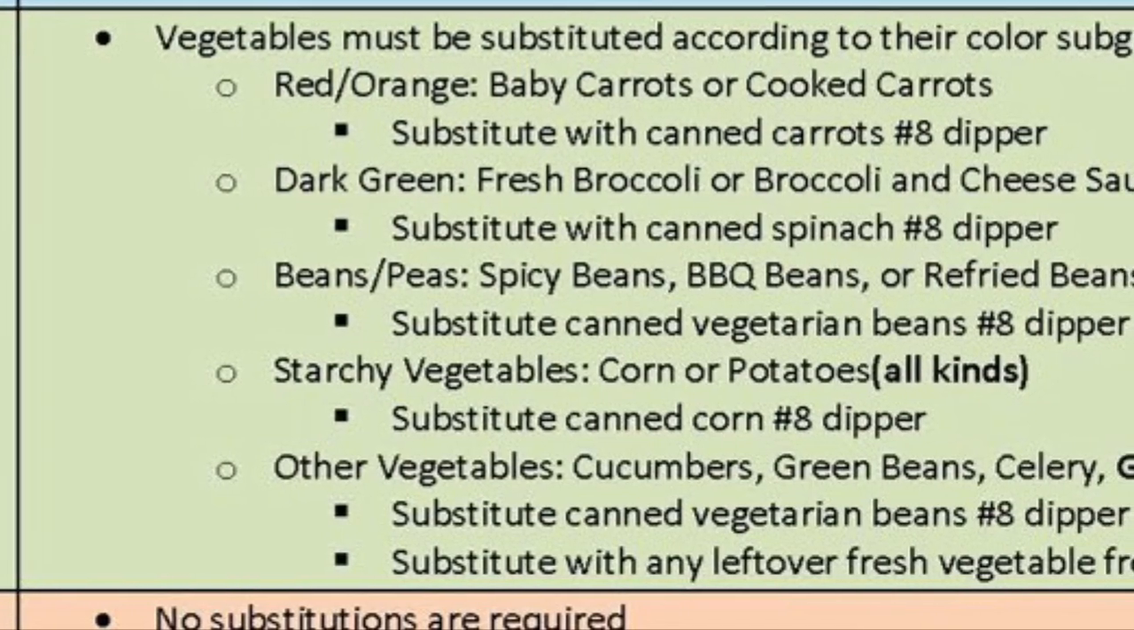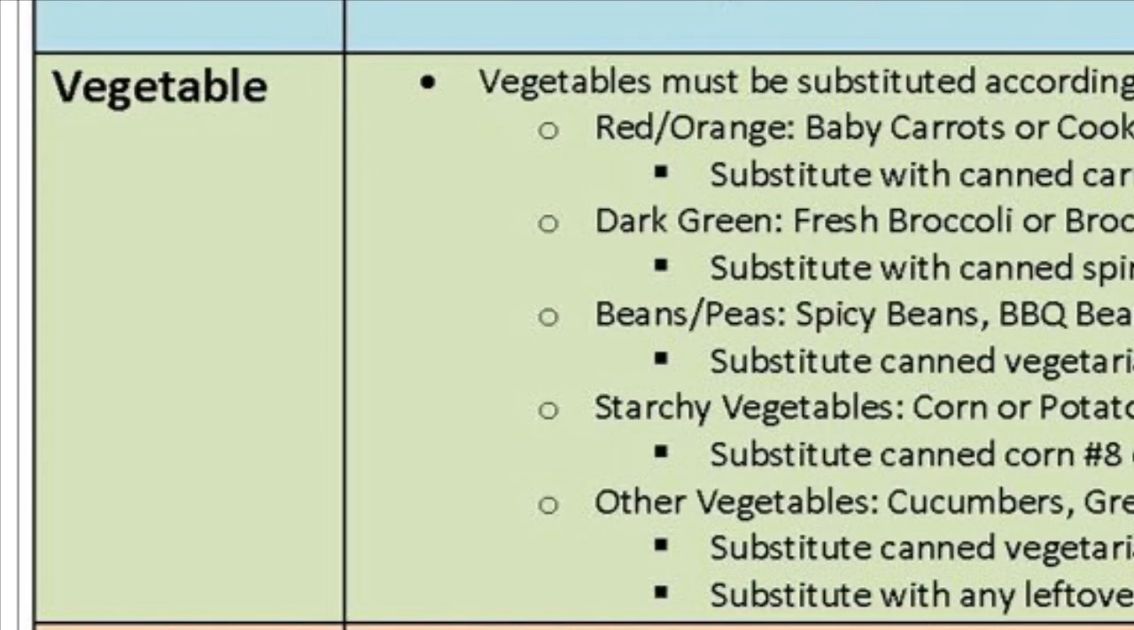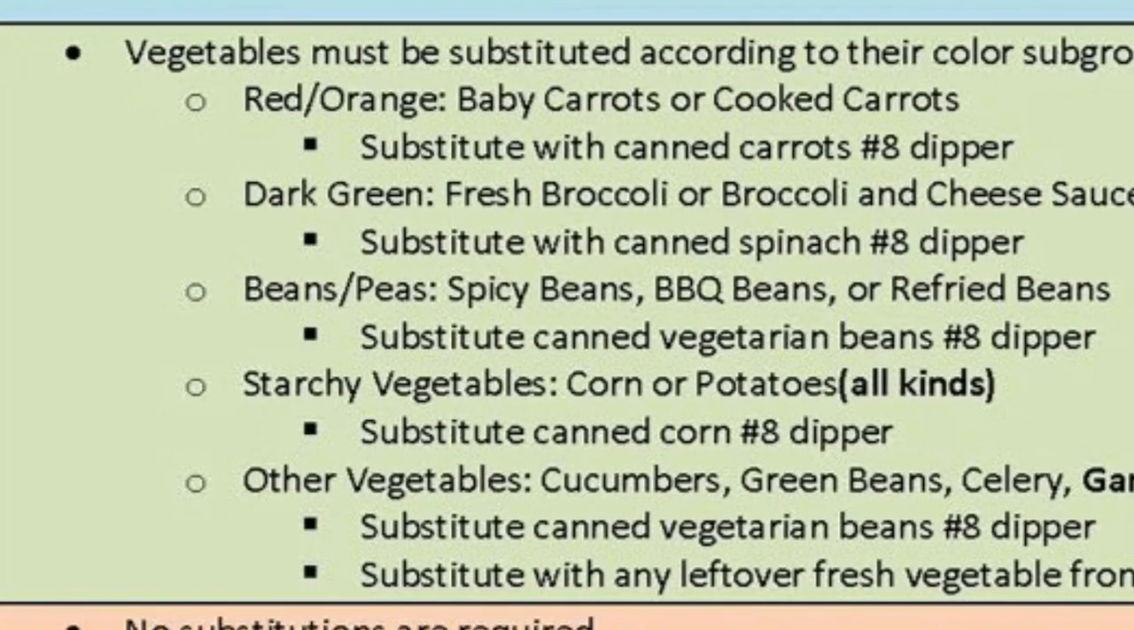Beans and peas must be replaced with vegetarian beans. Starchy vegetables must be replaced with a corn. And other vegetables are flexible. They can be replaced with any vegetable, but we suggest vegetarian beans or any leftover vegetables.